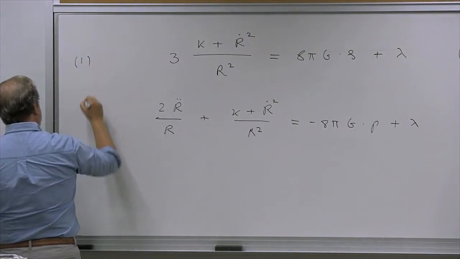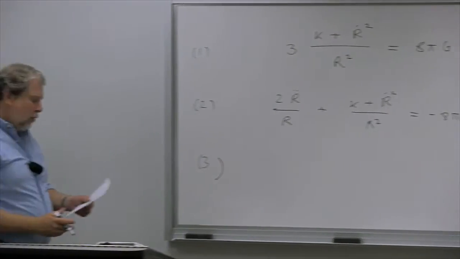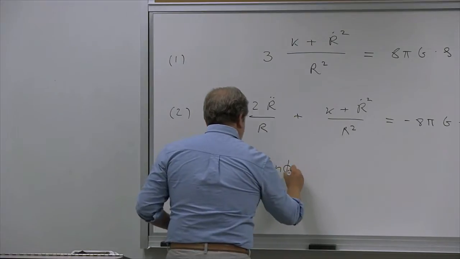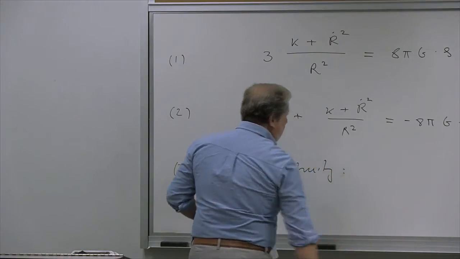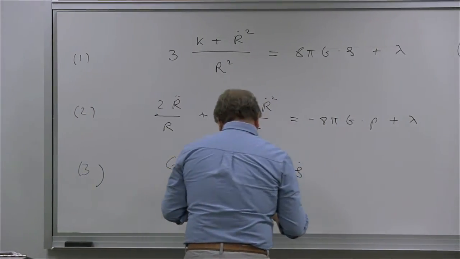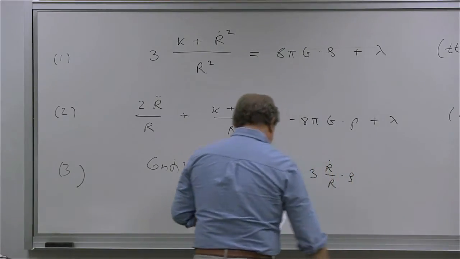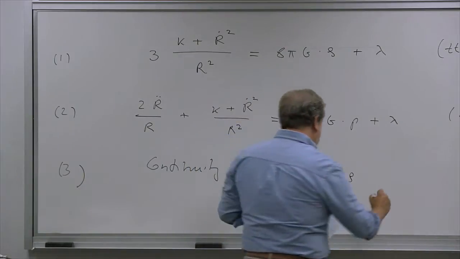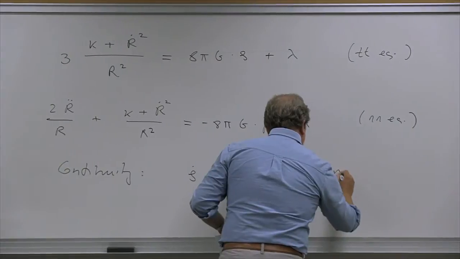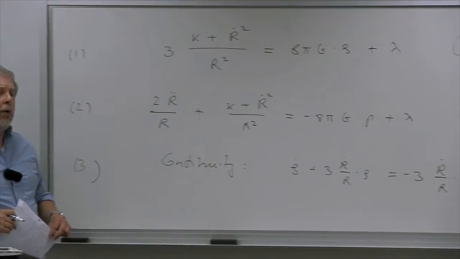So this is, if you want, equation number 1, equation number 2. And equation number 3 is going to be energy conservation. Right? The energy conservation or continuity equation. The continuity equation in this case gives that rho dot plus 3 r dot over r times rho is equal to minus 3 r dot over r times p. This is the energy conservation equation.